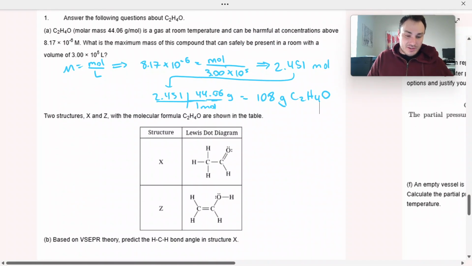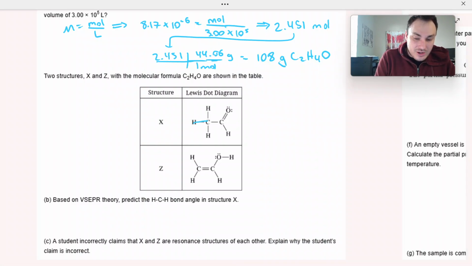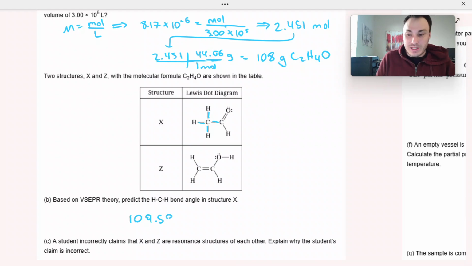Two structures, X and Z, with the molecular formula C2H4O are shown in the table. Based on VSEPR theory, predict the HCH bond angle in structure X. All right, in structure X, let's find HCH. So we have an H, a C, and H. So it's really talking about this central atom. What is the bond angle? We have 4 domains, tetrahedral. That is a bond angle of 109.5 degrees.